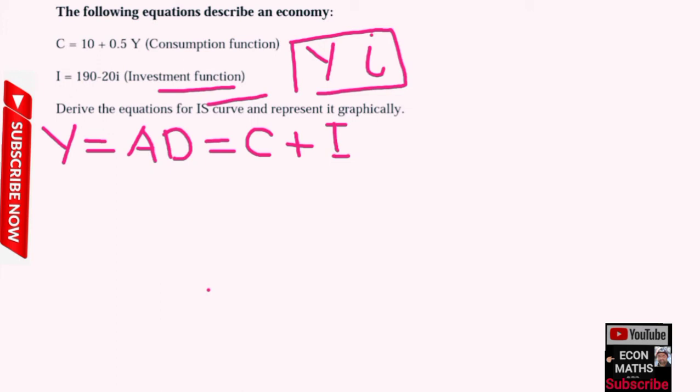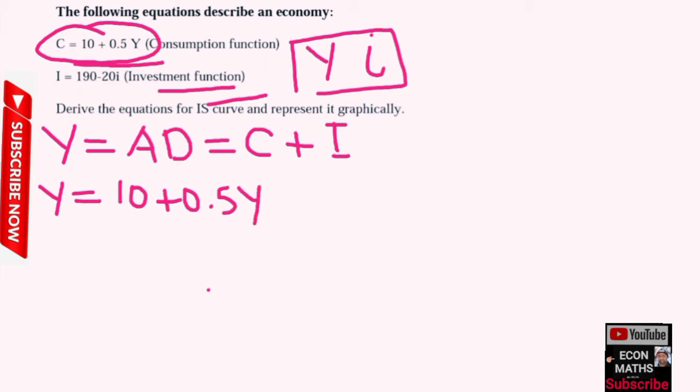Okay, now our consumption function is given, that is 10 plus 0.5 Y. We put the value of C in this equation and also the value of I. Therefore, our Y is equal to 10 plus 0.5 Y. Now we take the value of this investment function, which is 190, so I will write plus 190 minus 20i.